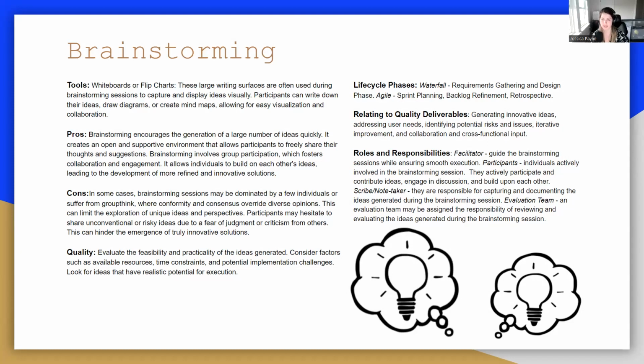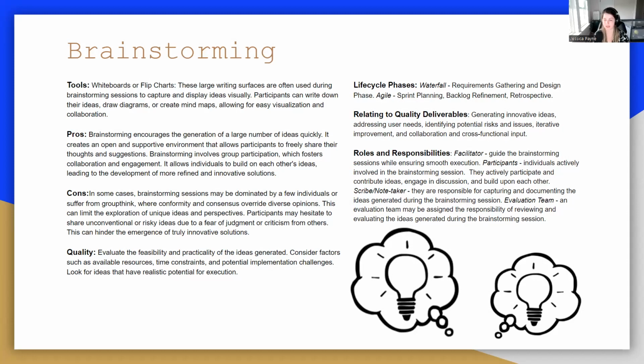In a life cycle phase during the waterfall method, it would be used during the requirements gathering and design phase. And in Agile, it'd be used during sprint planning, backlog refinement, and the retrospective meetings. Relating to the quality deliverables: generating innovative ideas, addressing user needs, identifying potential risk issues, iterative improvement, and collaboration and cross-functional input. It's kind of how the quality deliverables go.